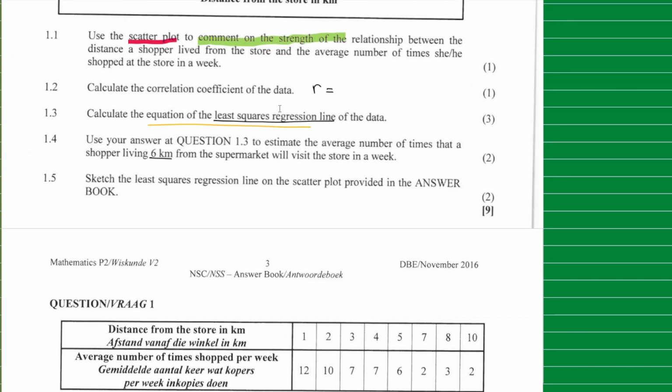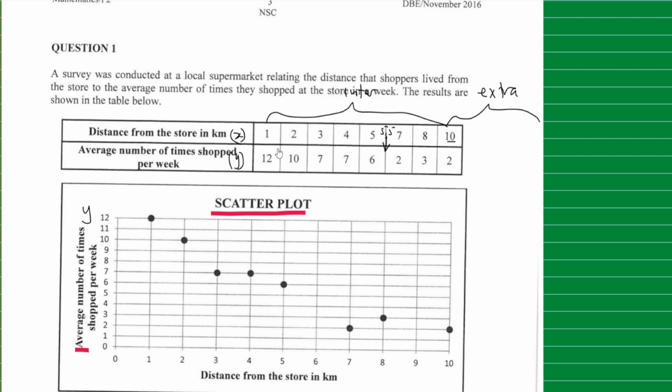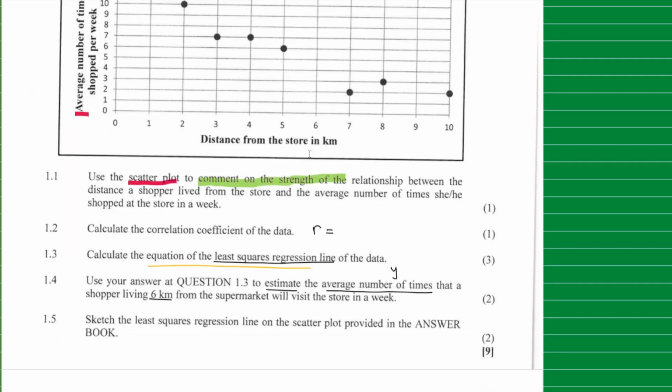So in this case, we are asked to estimate. So it's a prediction. We are estimating the average number of times. Remember, the average number of times is the y values. These are the y values for a shopper who lives 6 kilometers from the supermarket. You find that in our data set, this person did not record 6 kilometers, just recorded 5 and 7. So if the distance was 6 here, how many times would we expect? So that is the prediction. That's how we use the regression line.